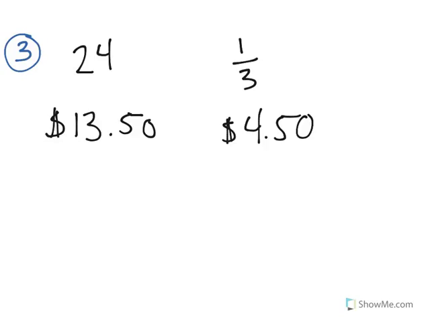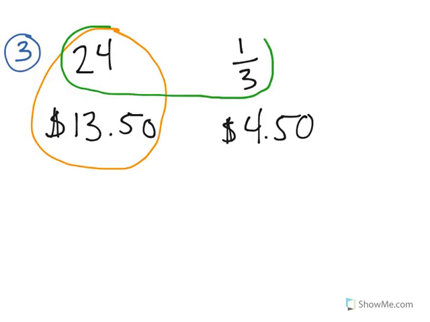So, we're going to have several steps here. One step is going to be to multiply 24 by 13.50 to find out the total cost of all 24 tickets to enter the museum. Then, we need to multiply 24 by 1/3 to find out the number of students who purchased movie tickets for the 3D movie. Once we have that number, we're going to need to multiply that by the $4.50 to find out how much they spent on the 3D movie tickets. Then we need to add our two sums together.